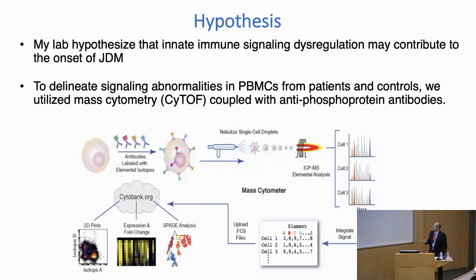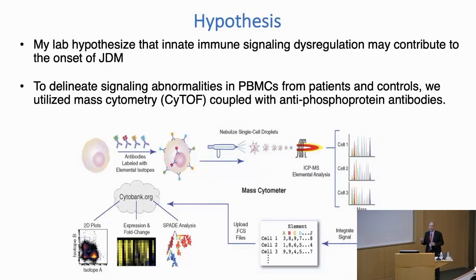And then the labeled cells are nebulized in single-cell droplets, ionized, and analyzed in a mass spectrometer, but you get data out that's very similar to flow. The real advantage, if you've done flow, is that there's a lot of spectral overlap, so it limits the size of panels you can have. And there are getting to be flow machines that can use larger panels, but in reality, most things are done with 10 to 12 colors.